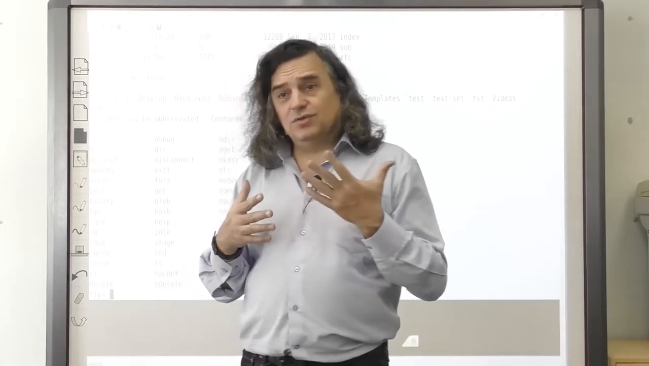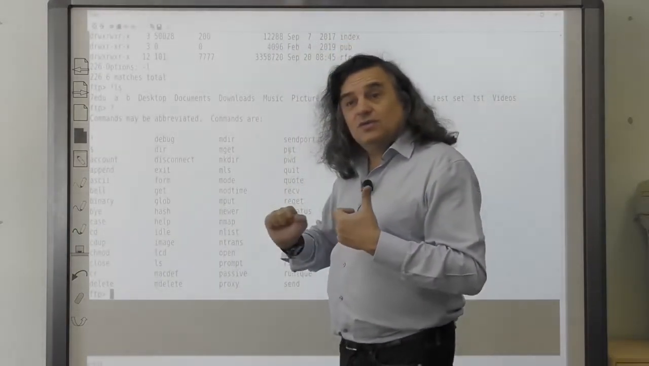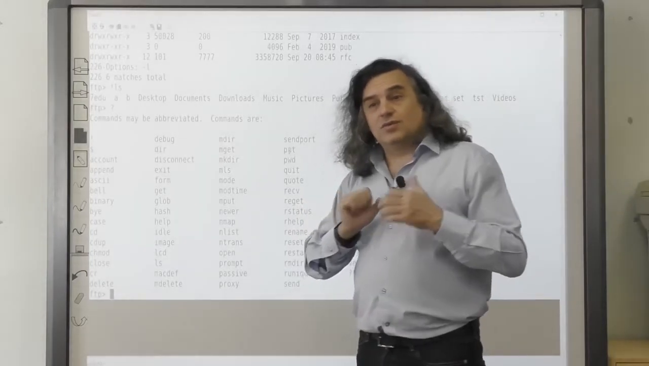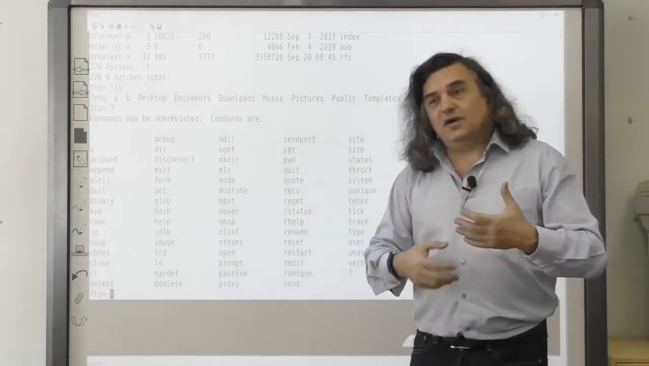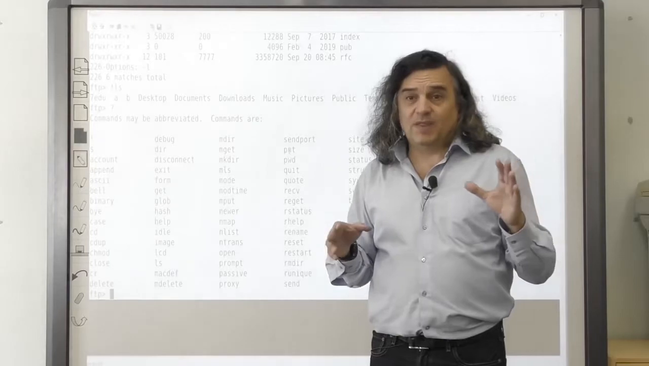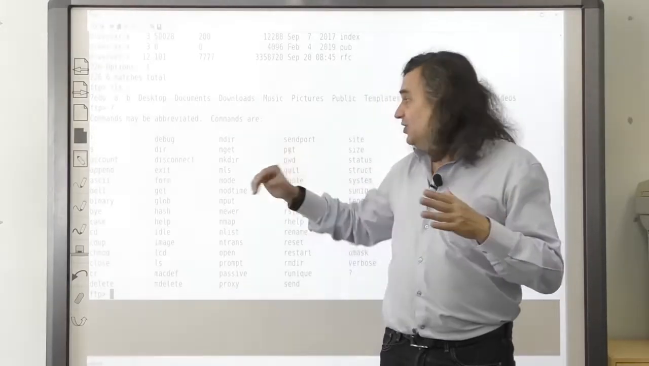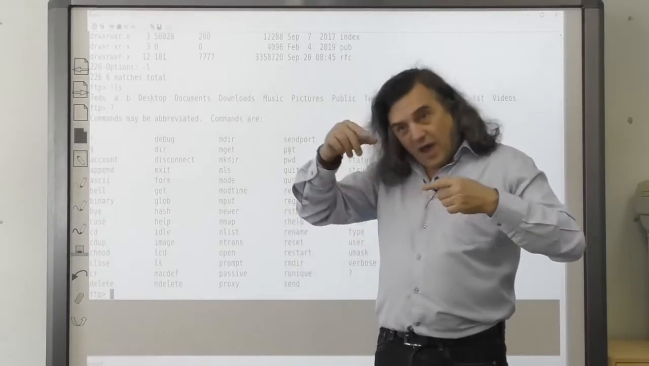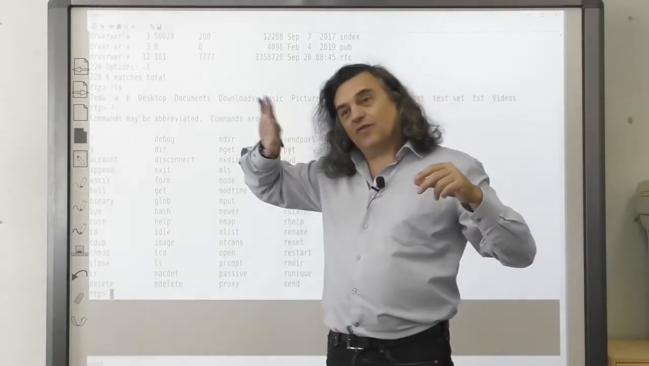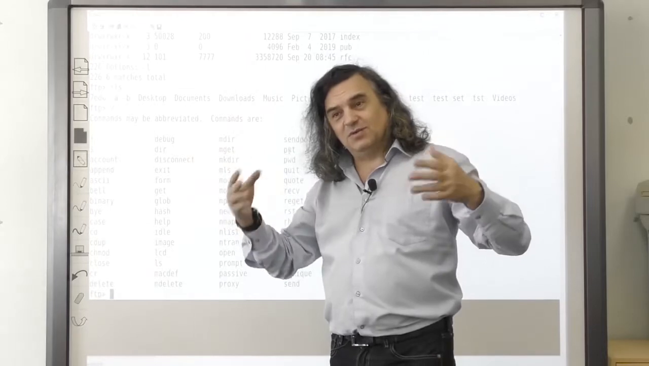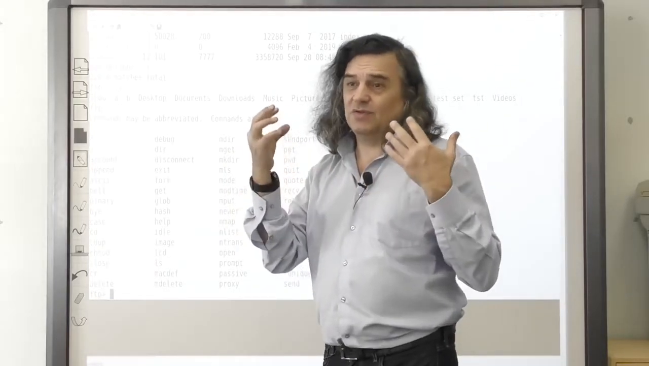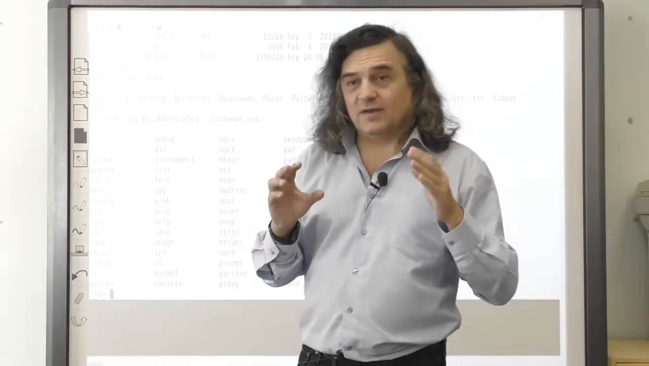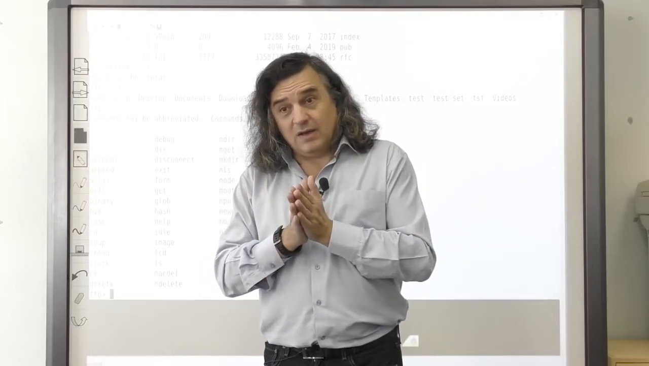Finally, you can use the reget command to try to continue downloading a file after an interrupted transfer. And the hash command toggles the hash printing for each transmitted data block, which can be informative if the connection to the server is poor.